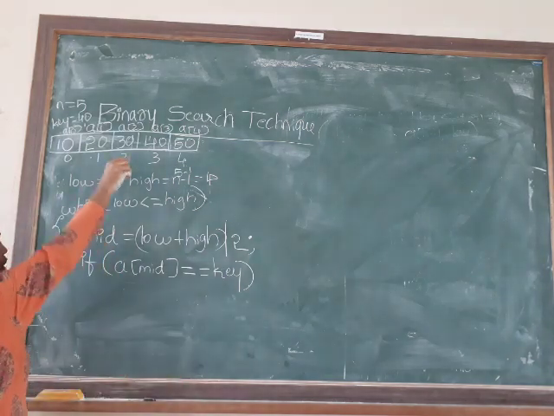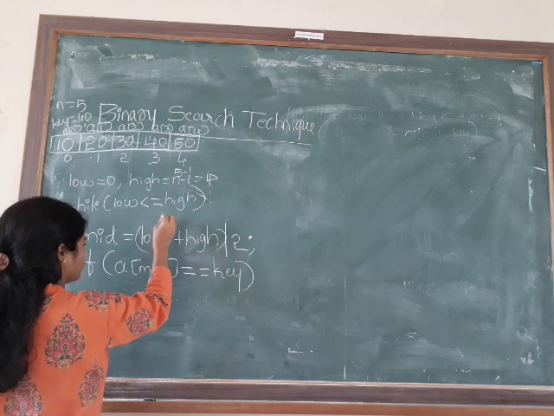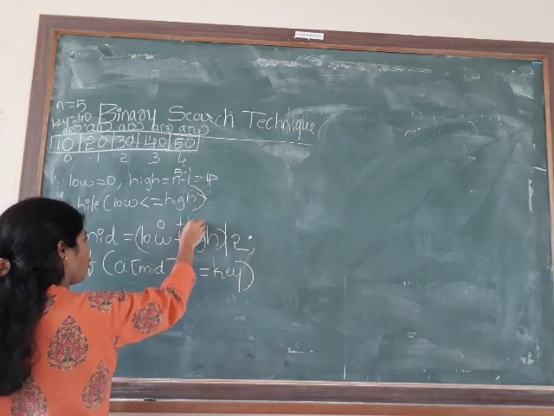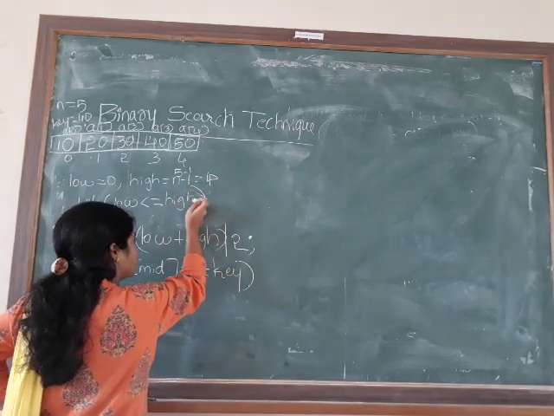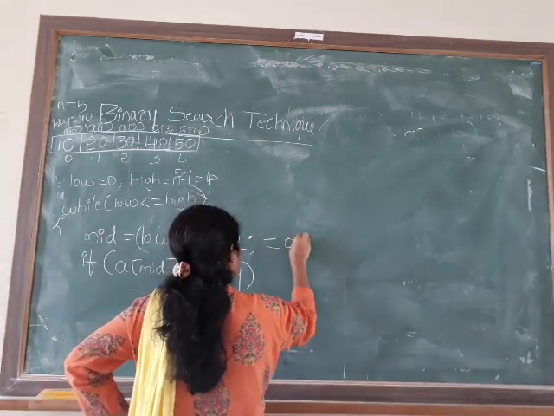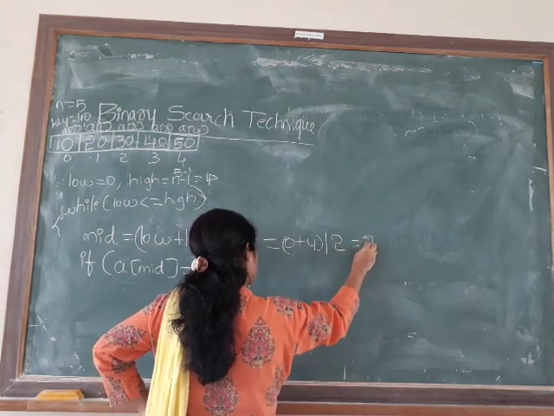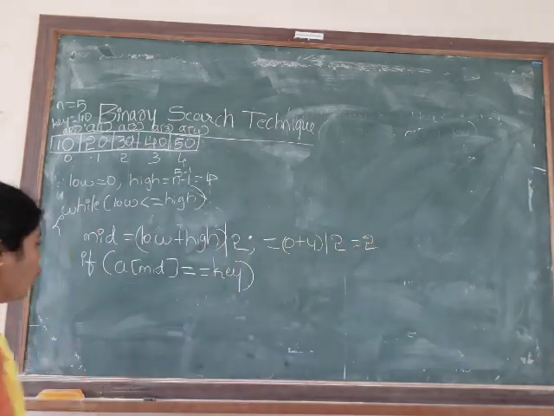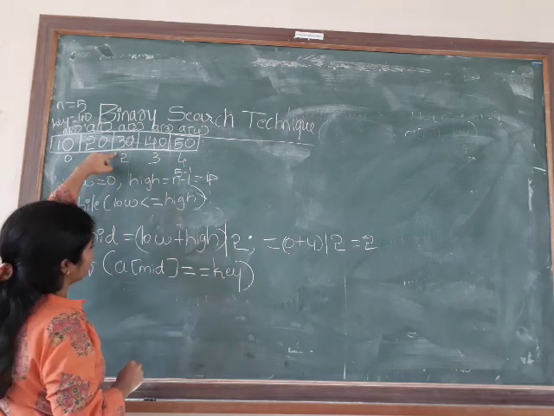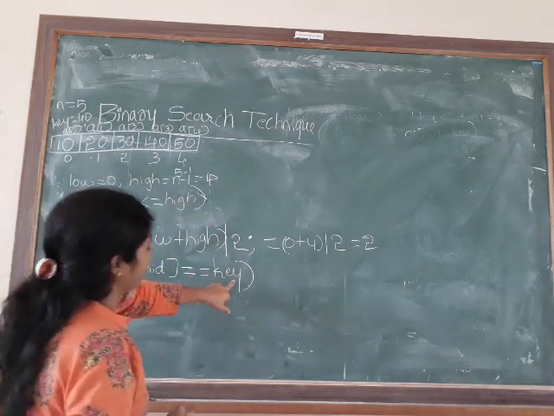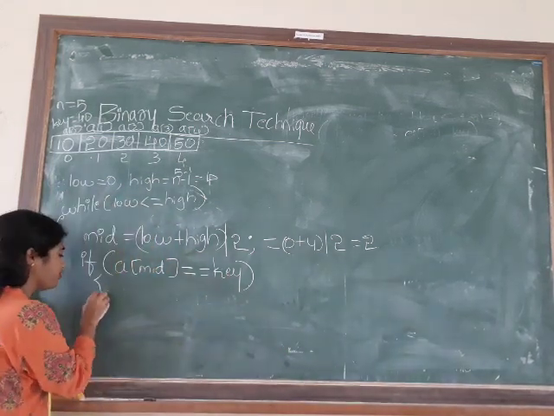See, with this input, what is the value of mid I will be getting? Low is 0, high is 4, whole divided by 2. Please try to understand. With this 0 plus 4 whole divided by 2, I will be getting 2. Mid is equal to 2. What is A of 2? A of 2 is 30. Is 30 equal to 40? True or false? Obviously it is false.